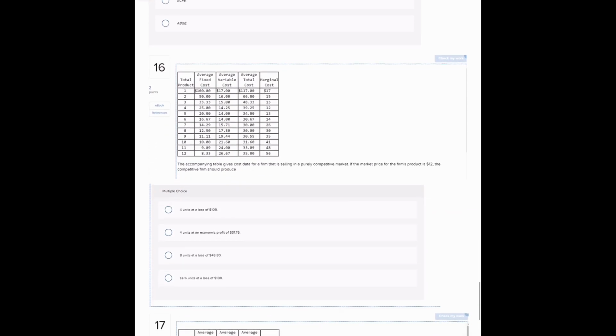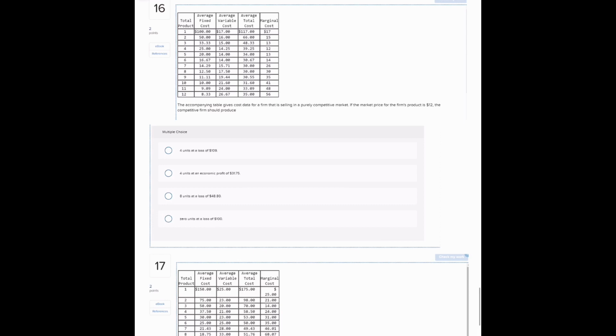Let's see, number 16. The accompanying table gives cost data for a firm that is selling in a purely competitive market. If the market price for the firm's product is $12, which is going to be marginal revenue, then the competitive firm should produce how many? So we're looking for that MR equal to MC. So we've got it right here. We can see it pretty easily that marginal revenue is 12, marginal cost is 12, and 4 units.